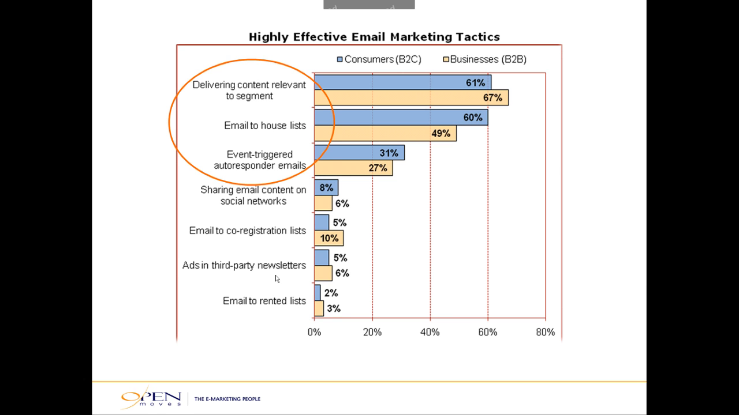And then event-triggered responder email. So these are these automated triggers that work extremely well. So, relevant content, emailing to your list, people that subscribe to your emails, and then doing some kind of automation are the 3 things that really work, according to Sherpa.